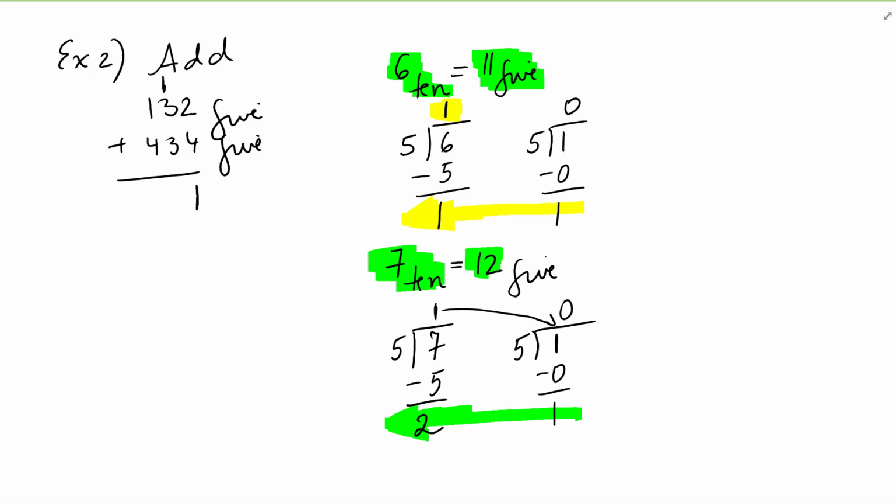So we put here 2 and we move over 1. 1 plus 1 plus 4 is 6. And we already computed 6 in base 10, which is 1, 1 in base 5. So the answer to the addition is 1, 1, 2, 1.